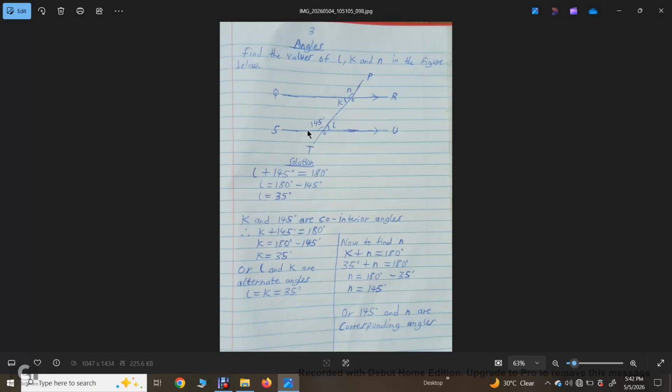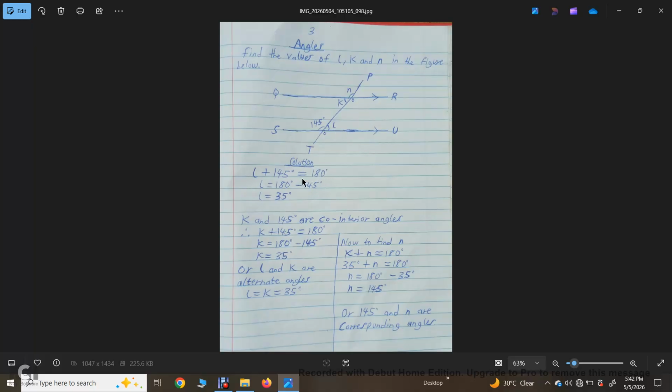You start from here: 1 degree, 2 degrees, 3 degrees, 10 degrees, 60 degrees, 70 degrees, 130 degrees, 140 degrees, up to 180 degrees. I hope you are getting me. So this angle plus this angle is equal to 180 degrees.